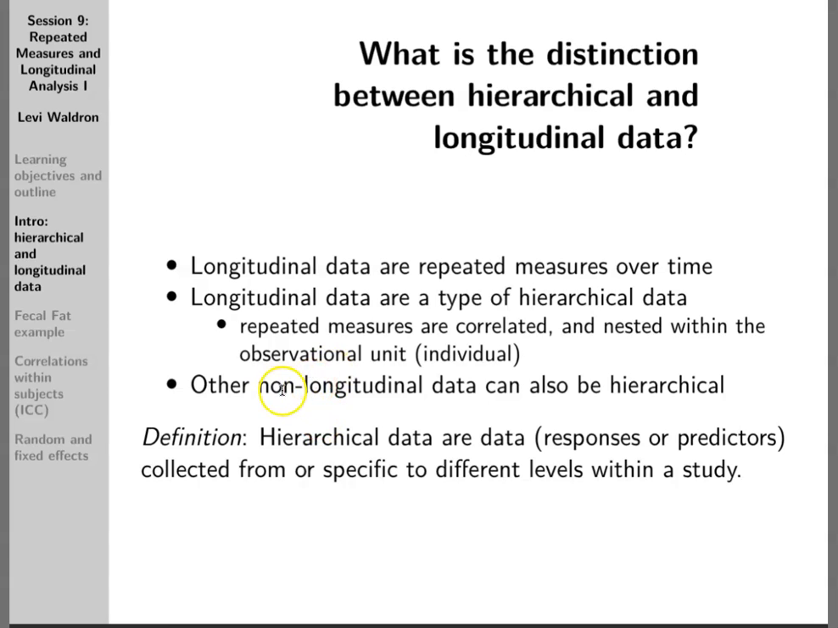But as we've pointed out, other kinds of non-longitudinal data can also be hierarchical. So as a definition, hierarchical data are those data, whether it is responses or predictors, that are collected from or specific to different levels within a study. So by levels, we can be talking about time points within a patient, where time point is one level, patient is one level, surgeon is another level, hospital is another level, meaning that there are different levels where the data are organized.